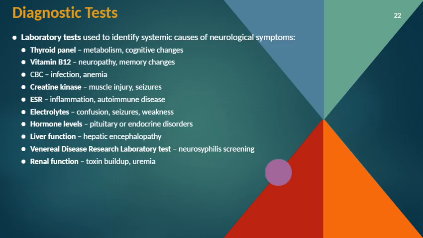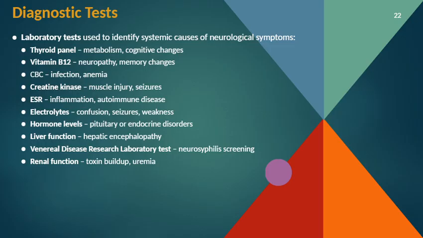Laboratory tests used to support neurological assessment. These tests help identify underlying metabolic, infectious, autoimmune, or systemic problems that may be causing neurological symptoms such as confusion, weakness, numbness, seizures, or changes in mental status. As LPNs, you will not interpret these results independently, but you must understand why they are ordered, what abnormalities may suggest, and when to report concerning findings to the RN or provider.